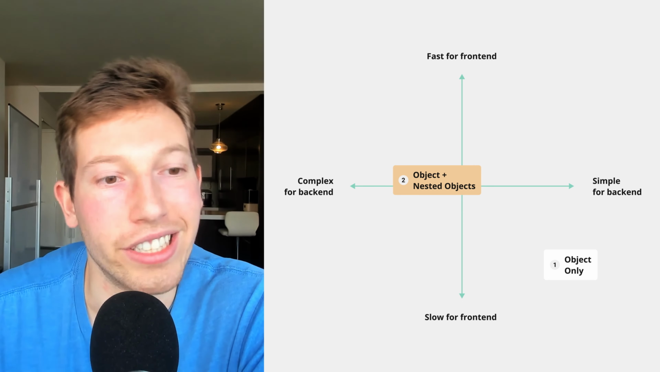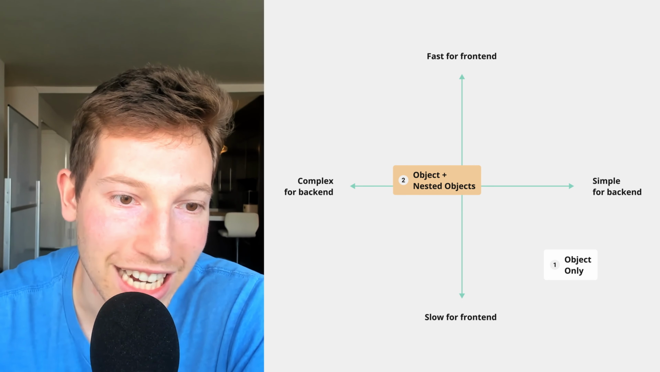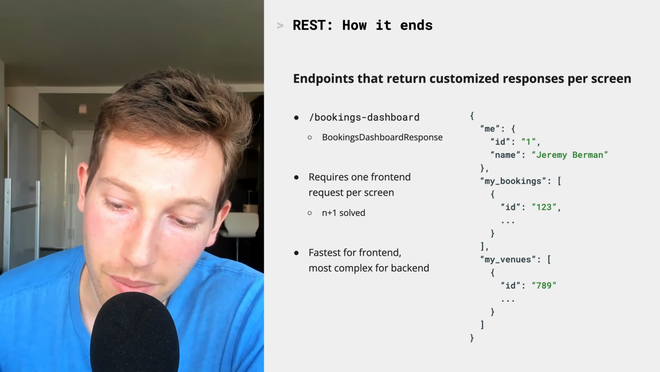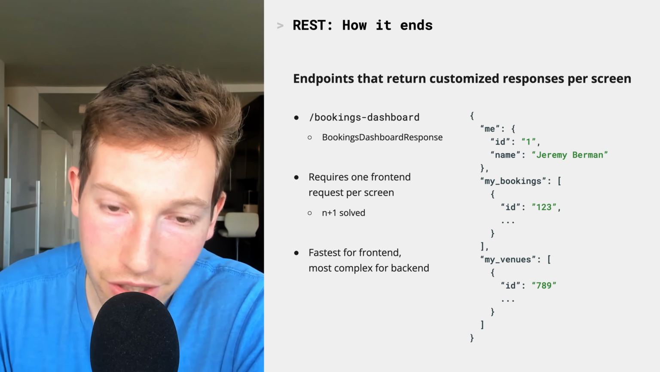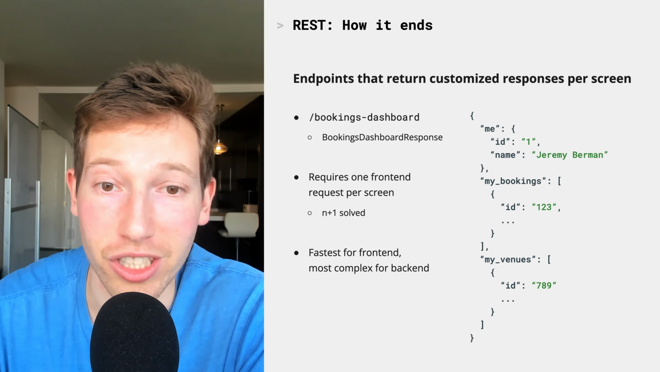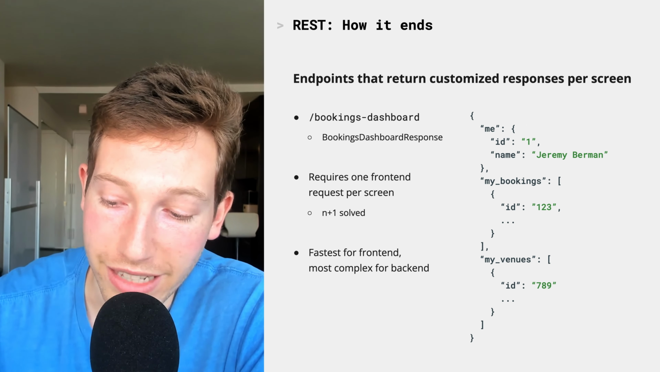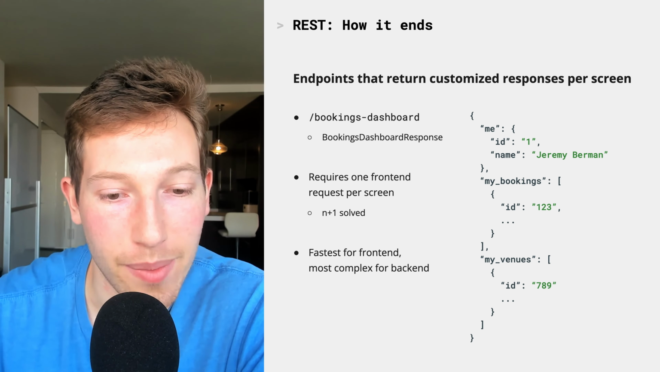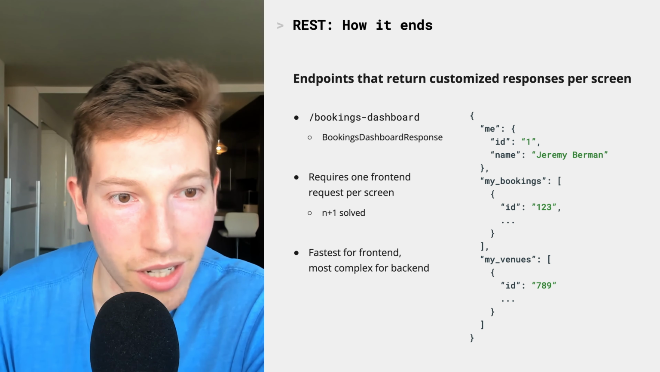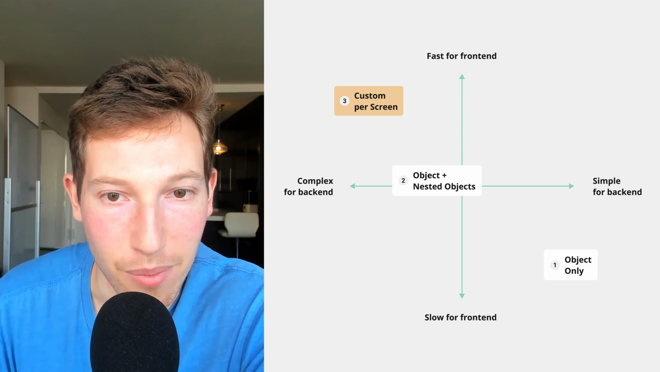And then there's the third iteration, which is something like bookings dashboard response, which means that the back end is building endpoints specifically per query. This solves the N+1 problem and is as efficient as it gets, right? You have a bookings dashboard screen. There's an endpoint for that, and the endpoint queries the database in the perfectly efficient way possible because you already know what the query is going to be. You already know what you're going to return. So this is fastest for the front end, but this ends up being complicated for the back end, right? Every single new screen requires a new back end endpoint.